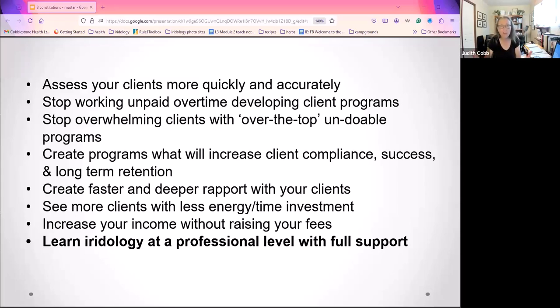I mean, really, that's what you want, because the better results you get for your clients, the more they'll advertise for you, the more people they will refer to you. And that's what you want to have happen. It helps you create faster and deeper rapport with your clients, helps you see more clients with less energy and time invested on your part. And it increases your income without raising your fees. Doing the dynamic iridology course will help you to learn iridology at a professional level with full support.